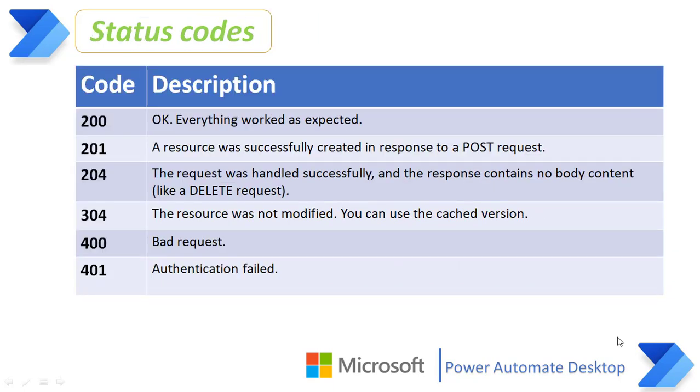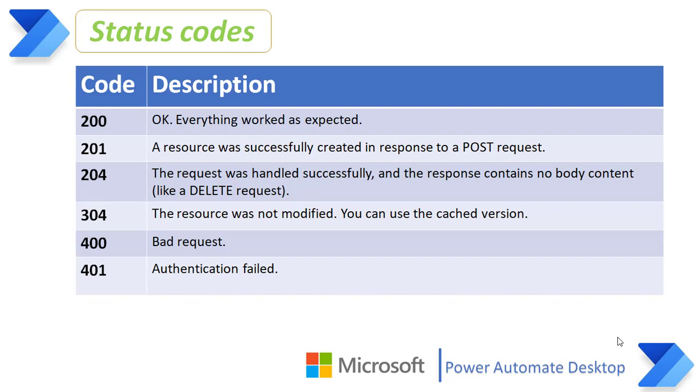Now we'll see what different types of status codes are available in the web API. You can see on my screen the different status codes. One is code 200. It's a response from the web API to say that everything worked as expected: we gave the input and we got an output from the web API. In that state, we will get the response code as 200.